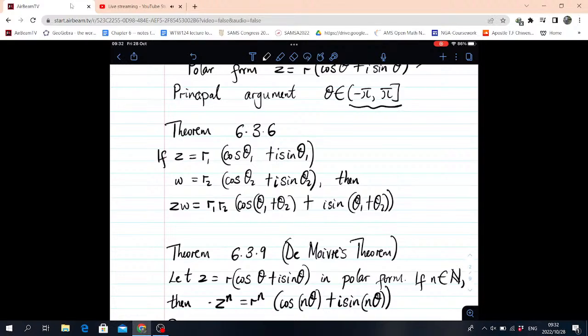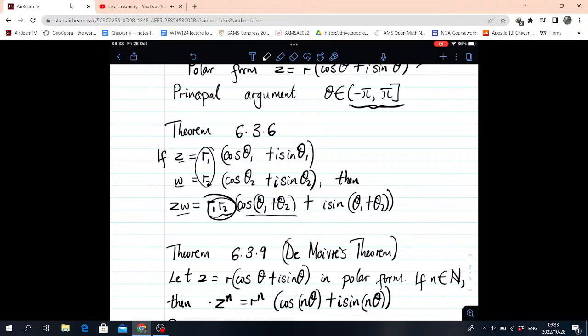And so we said if you've got two complex numbers, z and w, then when you multiply them, the r becomes just the product of the two, and the angle, or the argument, maybe not the principal argument, becomes theta 1 plus theta 2. You might have to adjust it to be within the specified interval, but otherwise it's theta 1 plus theta 2. And then we have that.